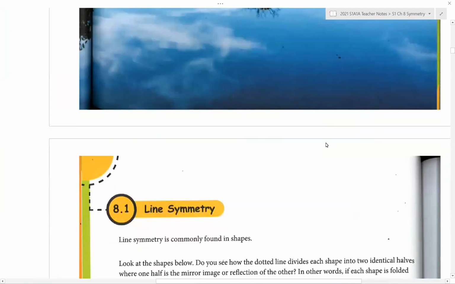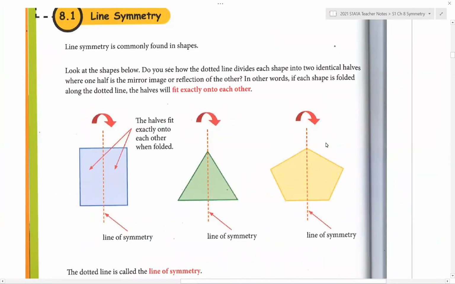So for example, if we have the following shapes, we start off with a blue rectangle on the left. There's this dotted line over here that is the line of symmetry. When you fold the rectangle along this line of symmetry, you'll find that you get a narrower rectangle, but both halves are exactly the same. So that is what we mean by a line of symmetry over here.